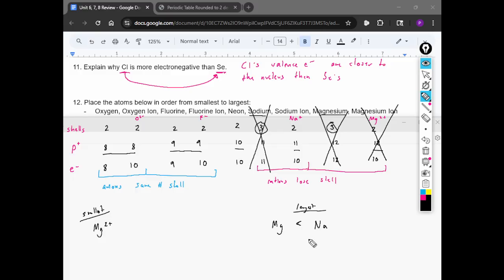Okay, what is our next smallest? Na+. Yeah, the sodium ion. Okay, next one? Ne. Neon, good.